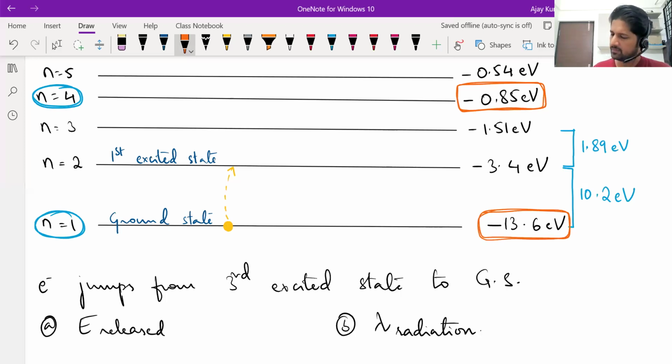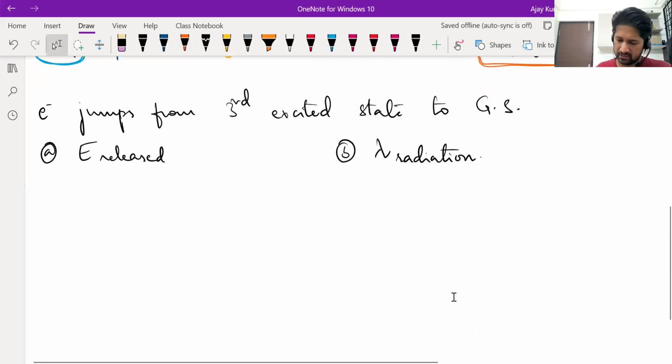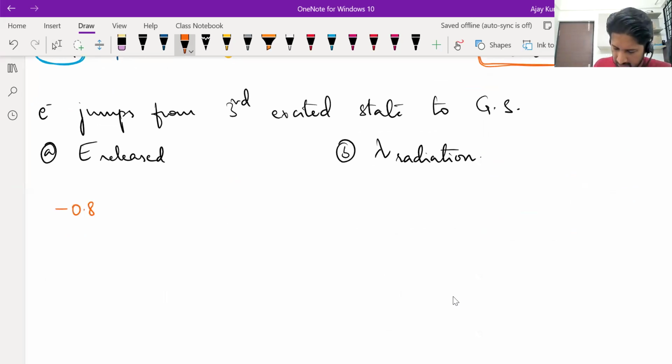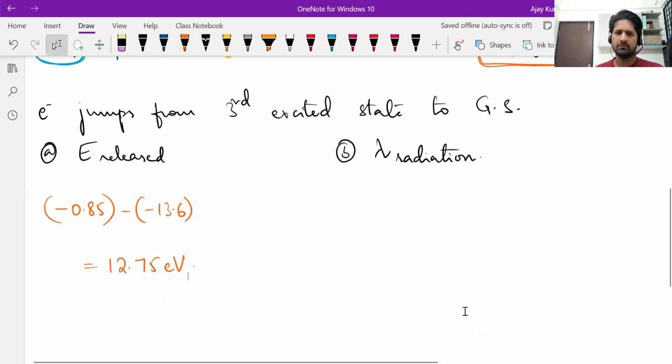Simple. If you want to find out the energy released, it is initial energy minus final energy. So minus 0.85 minus of minus 13.6 in electron volts, and that would be, just a moment, 13.6 minus 0.85, 12.75 electron volts. That's the energy released, and this will be released in the form of electromagnetic radiation.